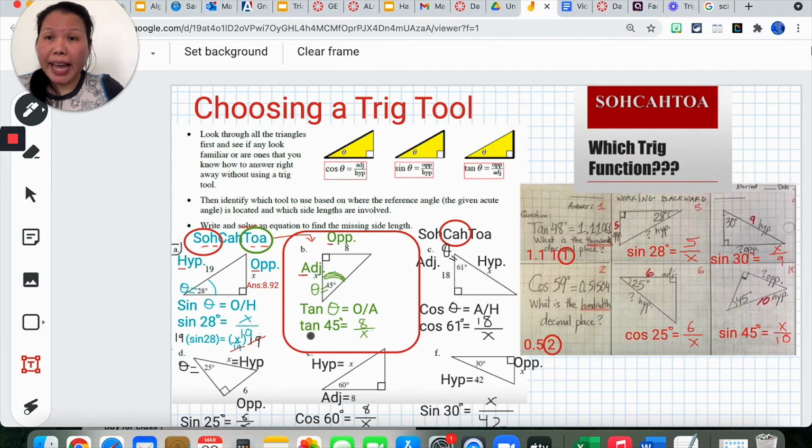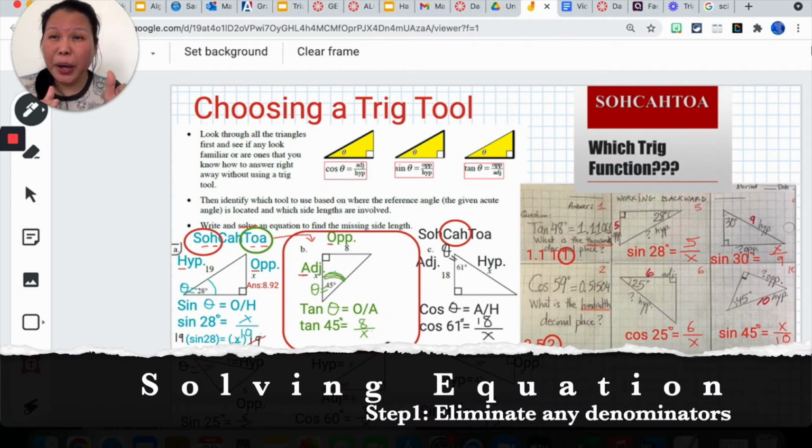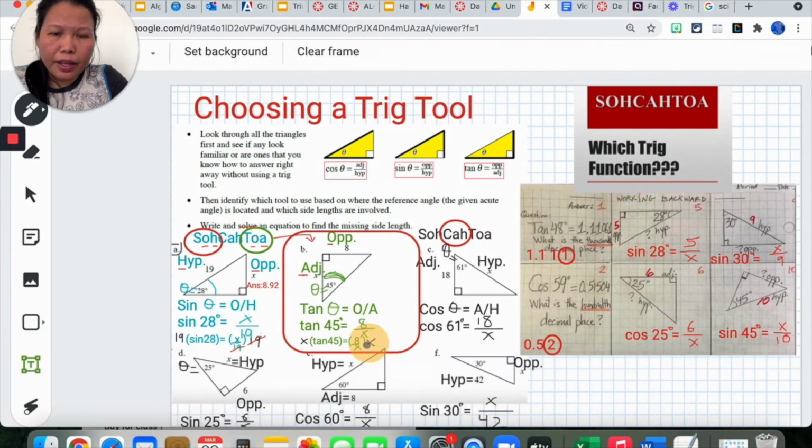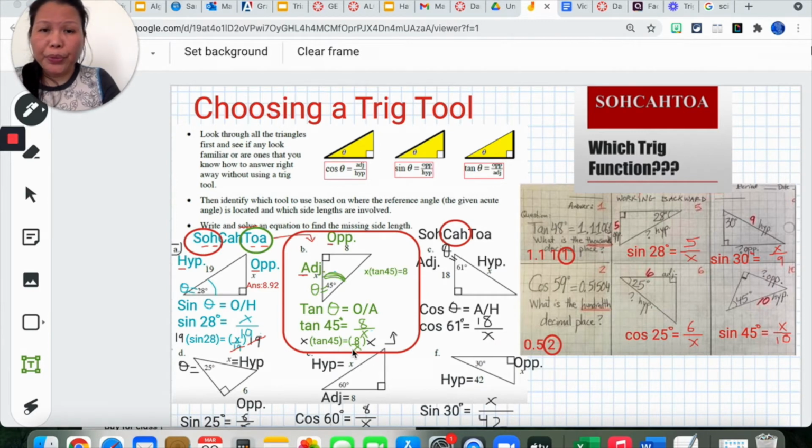We are looking at the trig tool tangent: tangent of 45 degrees equals 8 divided by x. The denominator is x. I'm going to get rid of that first so I can just work with the numerator. Rewriting the equation, I'm going to multiply x to both sides using the black pen. The denominator will get canceled out on the right hand side. I ran out of room to write the next step, so I put the arrow up and we will try to squeeze it into this space here.